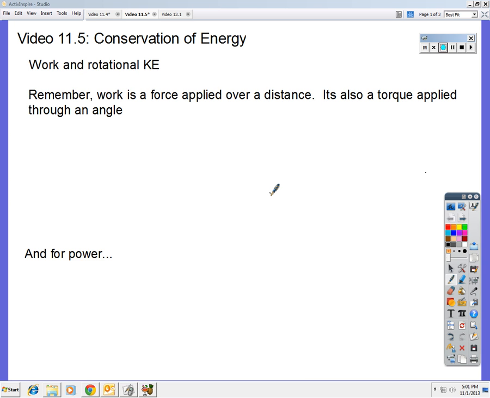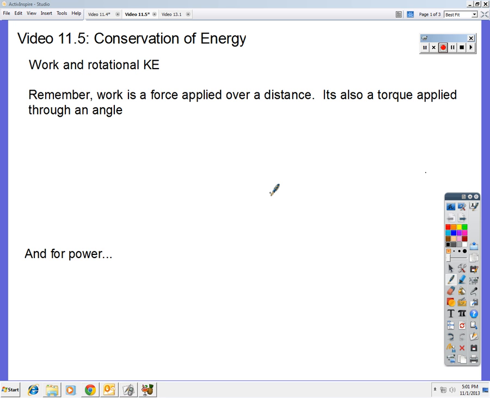Okay, welcome to the 5th rotation video, and we're going to be looking at how conservation of energy applies in rotation. Now, as always, we're going to do this by considering the analogy with the linear variables.